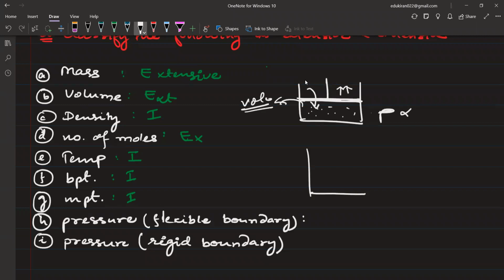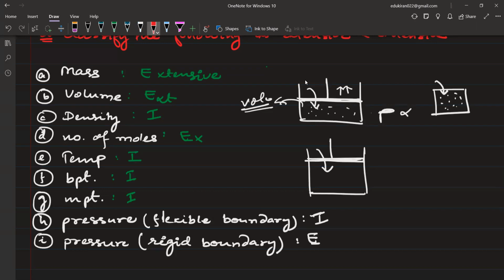If you have a large amount of gas and there is an increase in number of moles, in that case also the pressure will remain the same, because now the gas molecules have got a larger area to move around. So the pressure remains the same if you have a flexible boundary. So this is going to be intensive. But if you have a rigid boundary like this, and you input more moles of gas, the molecules are not getting enough volume to move around, and that is why it is going to be extensive if you have a rigid boundary. But if they have given you just pressure and nothing else, then you will assume that it is a flexible boundary.